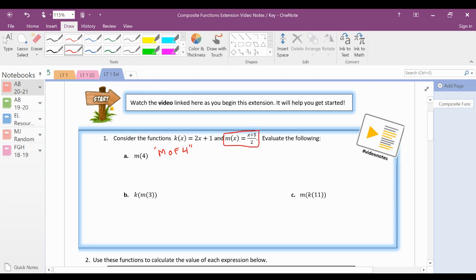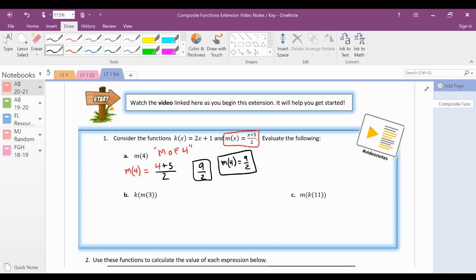So I look at the m function here in red, and I know that m of 4 can be calculated by substituting in 4 for x. So I'm going to pop that 4 in there: (4 plus 5) over 2. And as I evaluate that, that becomes 9 over 2. So my final answer could be written as just 9 halves, or m of 4 equals 9 over 2. Either of these would be acceptable answers. So that's just your standard warm-up problem for an input to output.